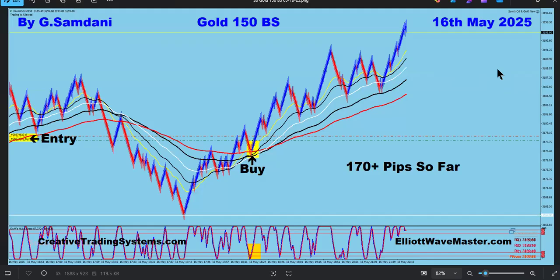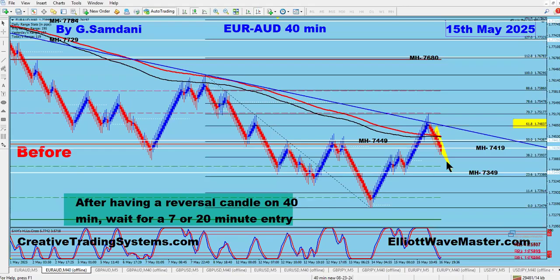No. So what I do is I do my analysis on a 40-minute chart, for example, like this one, right? So it's supposed to come down. Okay. So then what I do is I open my 7-minute chart and 20-minute chart. I have different computers, right? So what I do is I put my robot there, make it short only. So it's just going to drop.